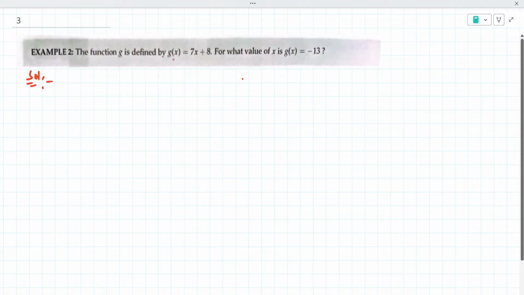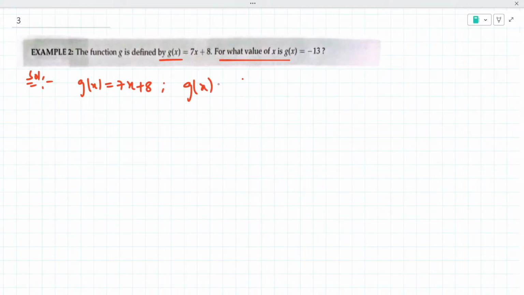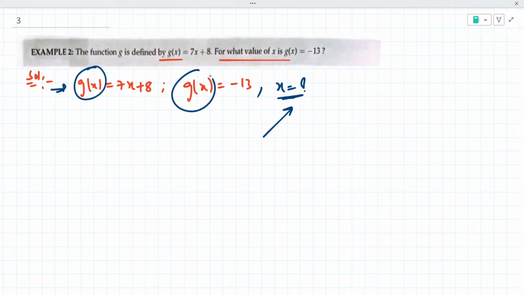The function g is defined by g of x equals 7x plus 8. For what value of x is g of x negative 13? G of x equals negative 13. We have to find for what value of x you're going to get g of x as negative 13, which means we have to find the value of x. So how can we find the value of x? You are clearly given this function and also this value, g of x equals negative 13. Just substitute negative 13 in the place of g of x and keep the rest as it is. Just continue to solve it and you are going to get the x value. Just let me know what's the value of x quickly.